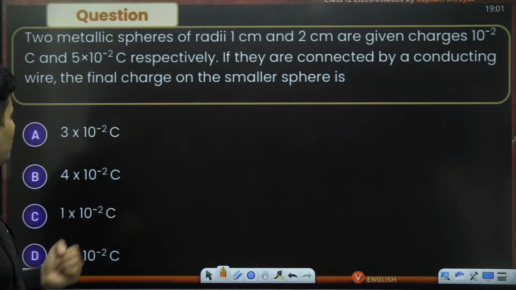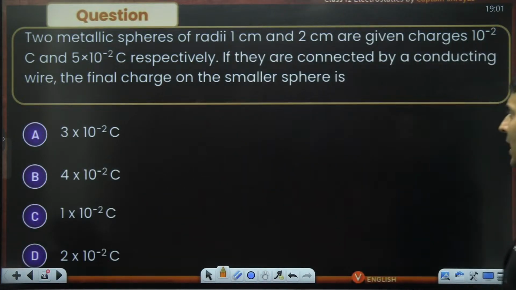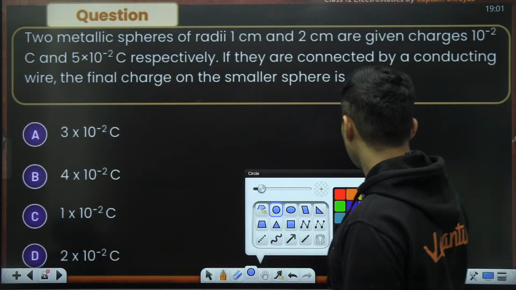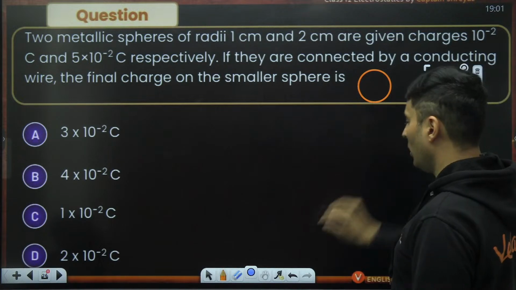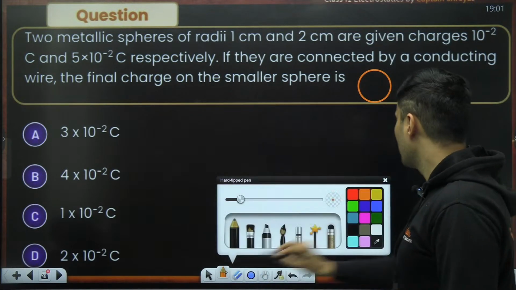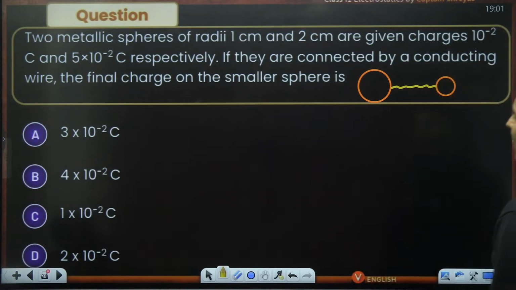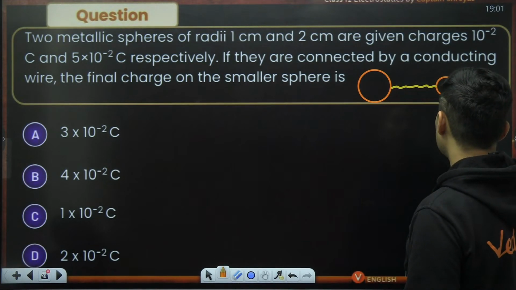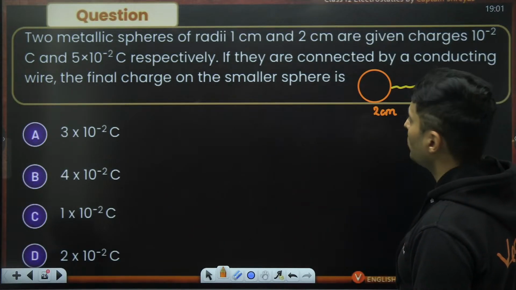Look at this question. Two spheres of some radii are given some charges, and if they are connected by a wire, the final charge on the smaller sphere is. Okay, just like the previous one, again you have a big one, you have a small one, and you are now connecting it with some wire. Radii are 1 centimeter and 2 centimeter. Let me put it over here. This is, let's say, 1 centimeter. This is 2 centimeter.